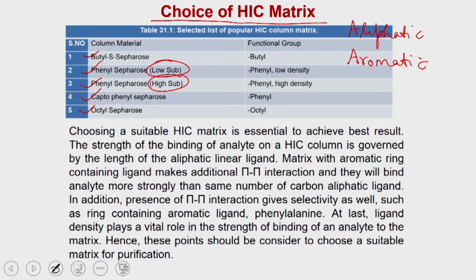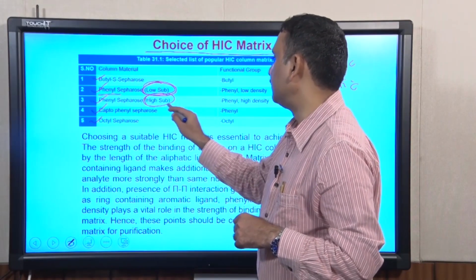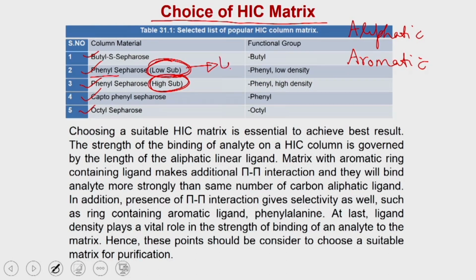In some cases you can have benzene-based aromatic ligands, and what you see is that we have two variants, low substituted and high substituted, which means this one has a low amount of ligand attached to the beads, whereas this one has a high amount of phenyl groups attached to the sepharose beads. That is why the phenyl sepharose low substituted column is going to have lower affinity for hydrophobic interactions, whereas this one is going to have higher affinity. So, you can choose the suitable matrix, which is essential to achieve the best results.